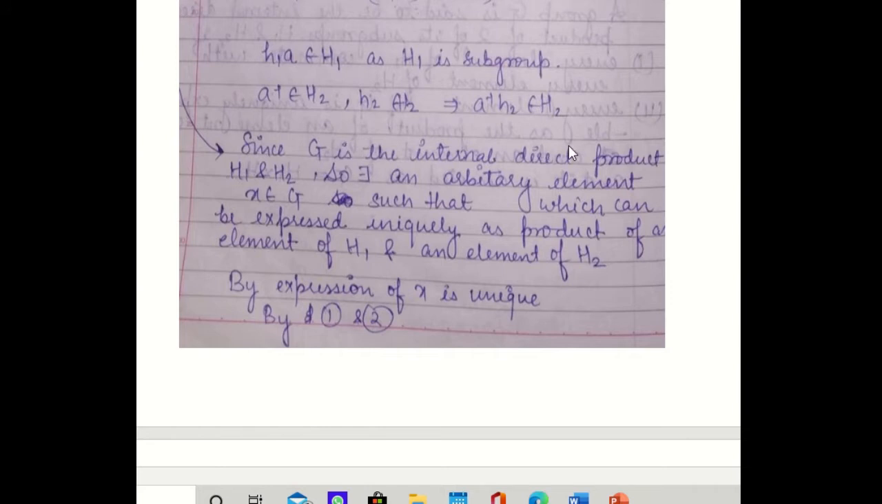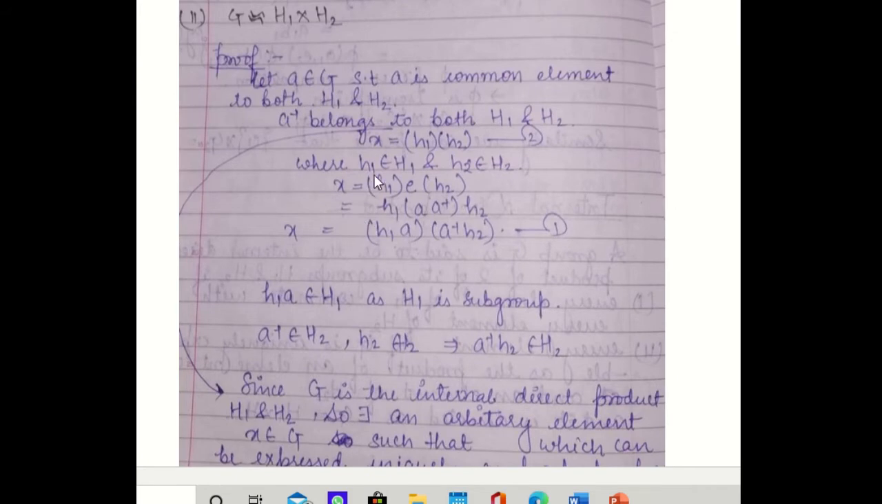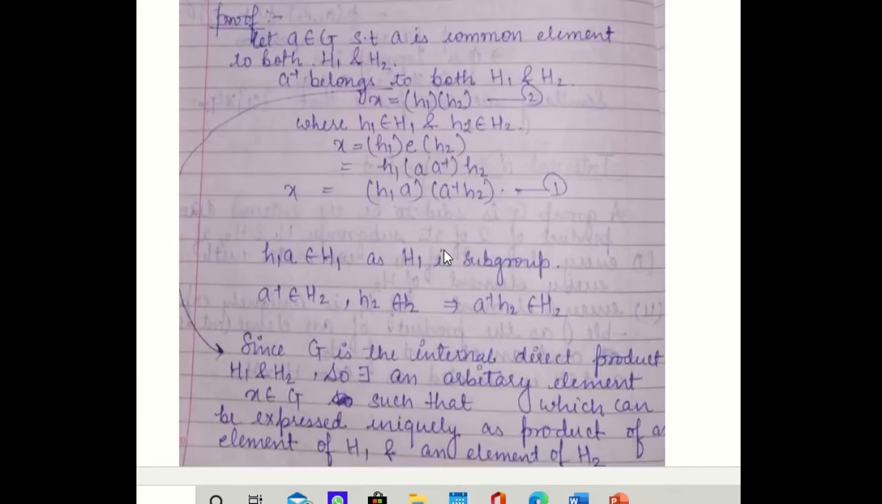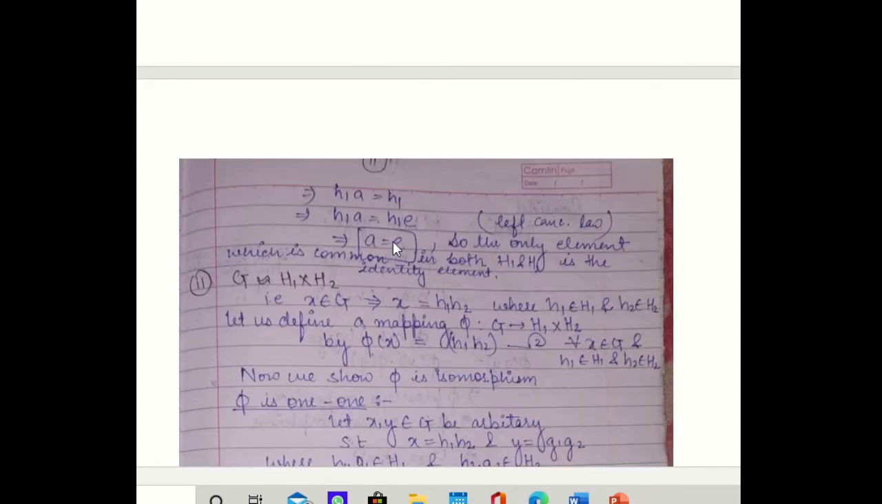Since G is the internal direct product of H1 and H2, an arbitrary element x belonging to G can be expressed uniquely as the product of an element of H1 and an element of H2, like this: x equal to h1 h2. Since the expression of x is unique, by equations 1 and 2 we have h1 a equal to h1. So this can be written as h1 a equal to h1 E, where E is the identity element. Now we use the cancellation law, so we get a equal to E.